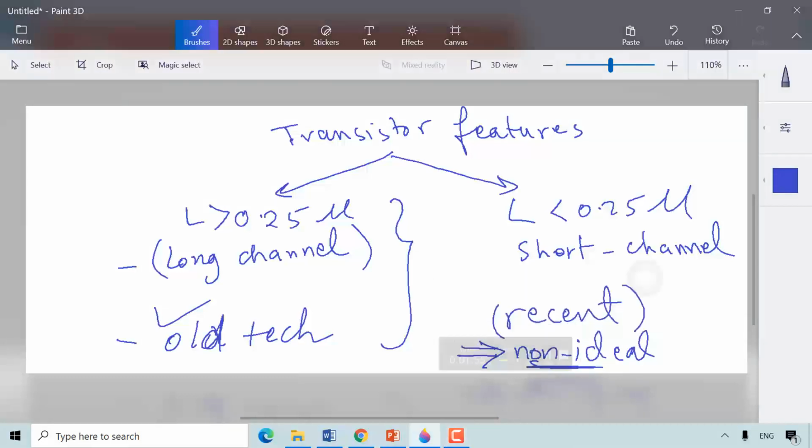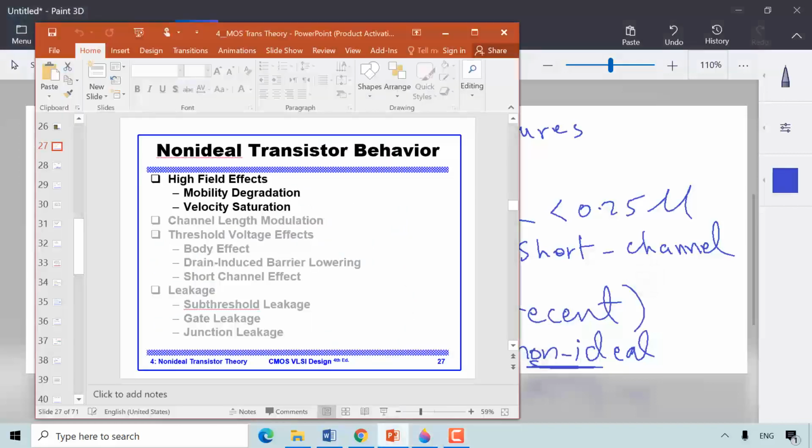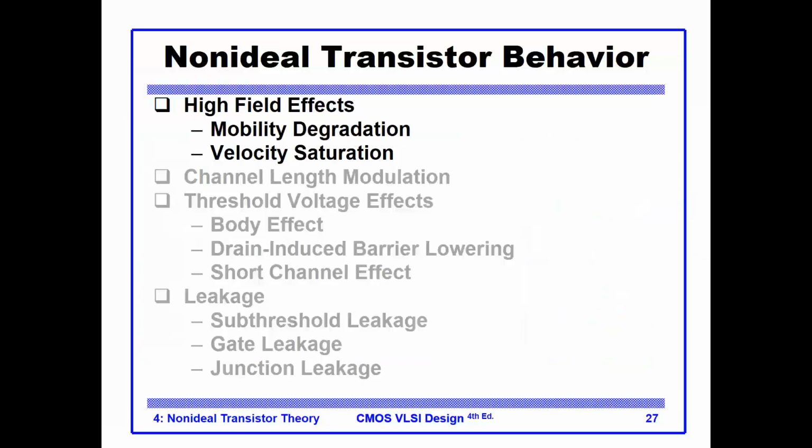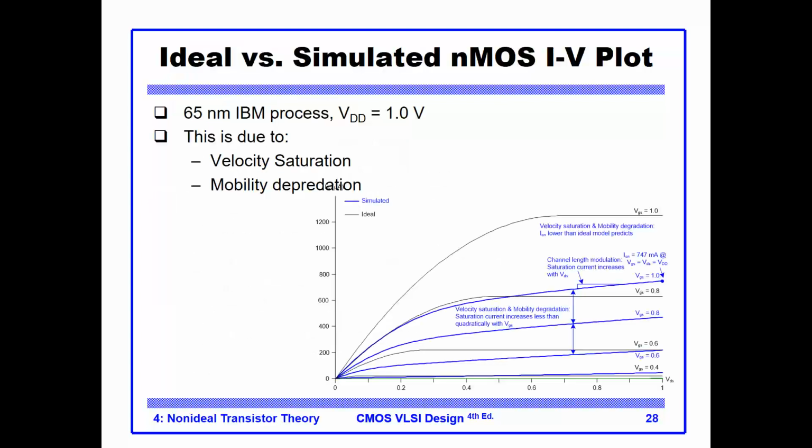So this is the list of non-ideal behaviors. The very first we're going to discuss is the high field effects. One of the things that triggered scientists and engineers to look at non-ideal behavior was the behavior of the current in short channel devices. In black here is what we expect from the derived equations, and in blue is the behavior of these short transistors.